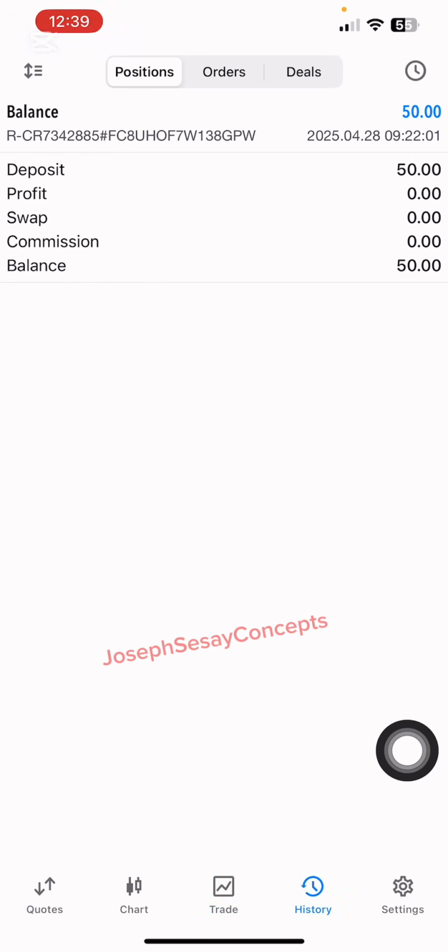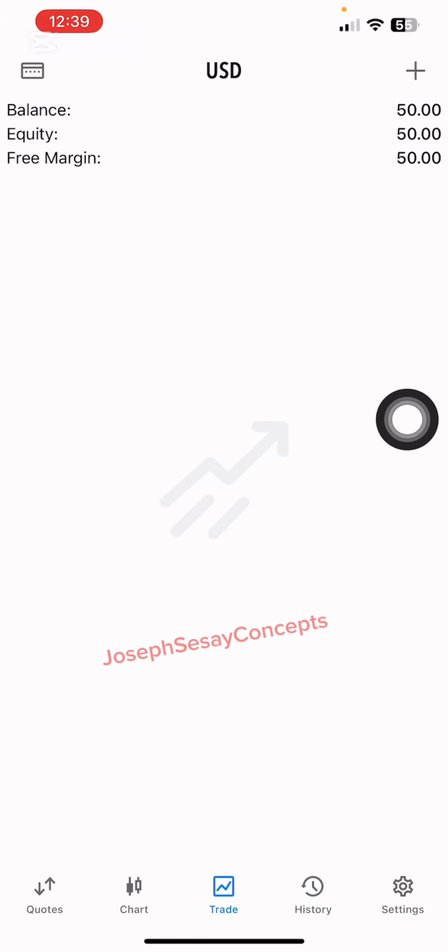So I just deposited this $50. As you can see, this is the date. Now, you want to be realistic. You are going to have a target of just $10 profit daily, so starting with $50 is going to be good. If you start with $10 and you want to make $10, it is possible, but it's going to be a whole lot of stress.